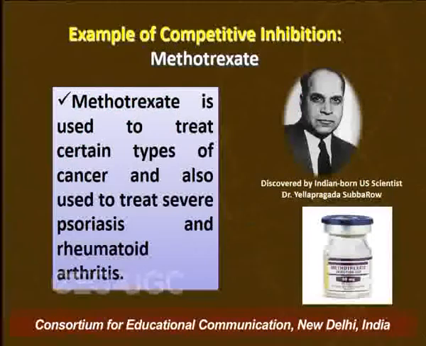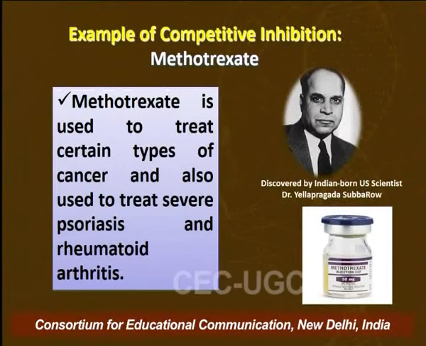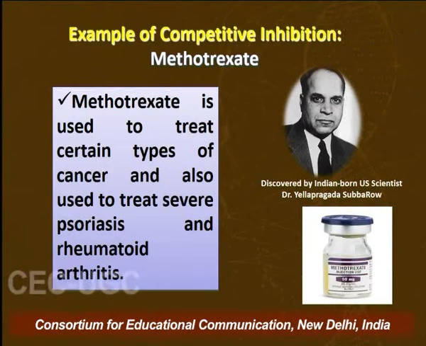Now one of the most important and interesting examples of competitive inhibition is the drug methotrexate. Methotrexate is a very important drug which is used in certain types of cancers as well as in treating many severe diseases like rheumatoid arthritis, cirrhosis, and the like. It was discovered by an Indian-born scientist.